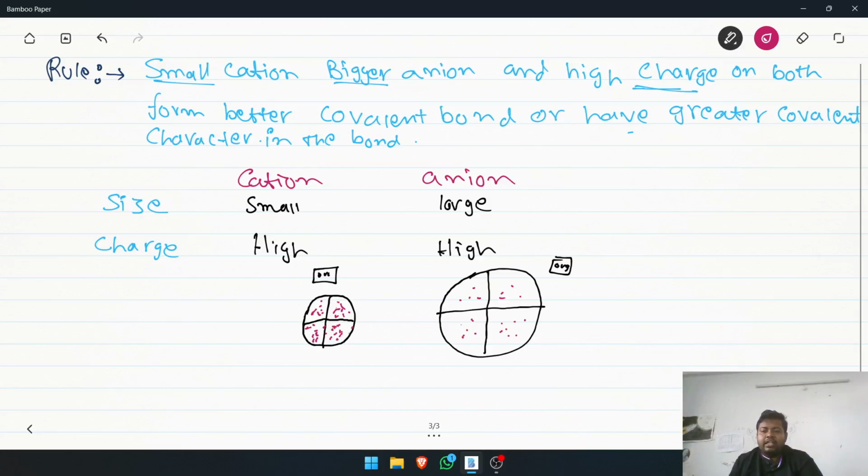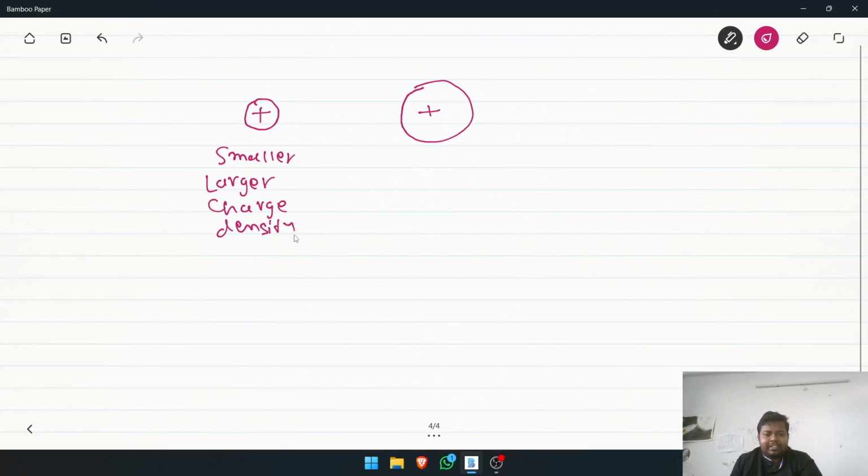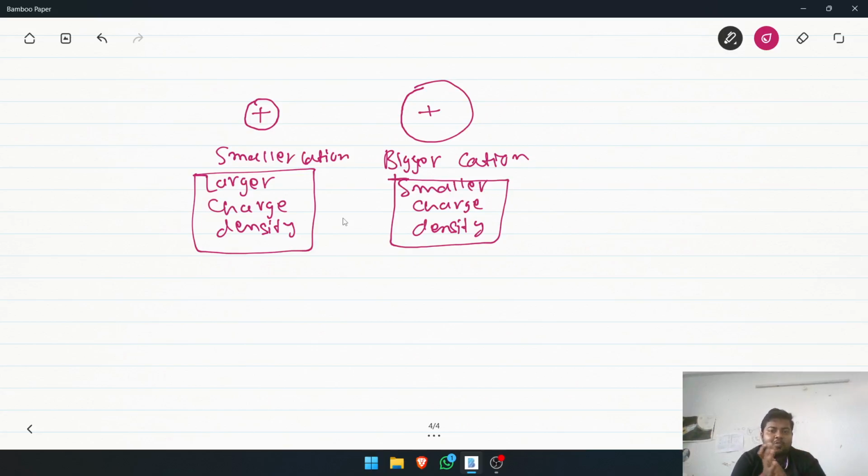Just like this, when you consider a cation which is smaller in size and a cation which is larger in size, the smaller one has larger charge density. The smaller cation has larger charge density, and the bigger cation has smaller charge density. It's very interesting.